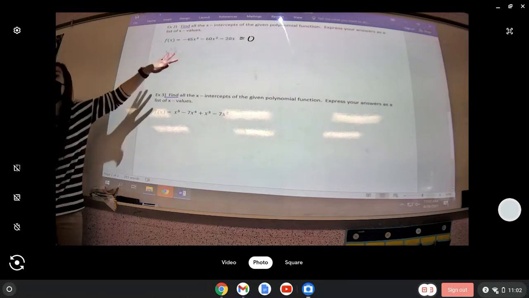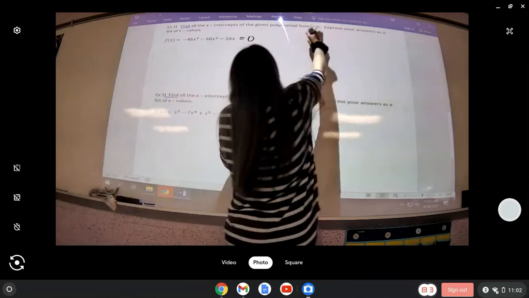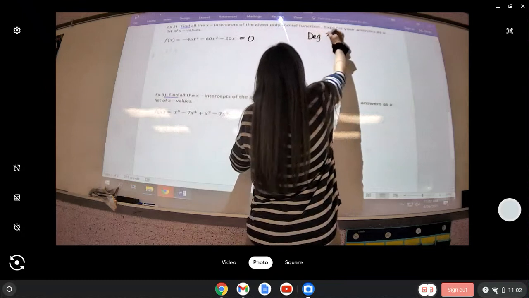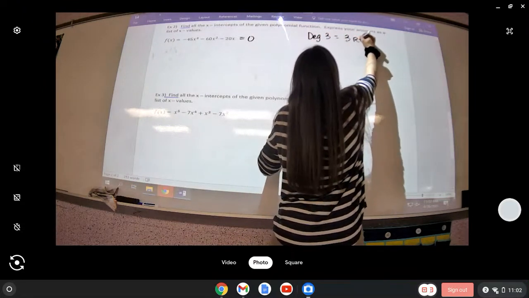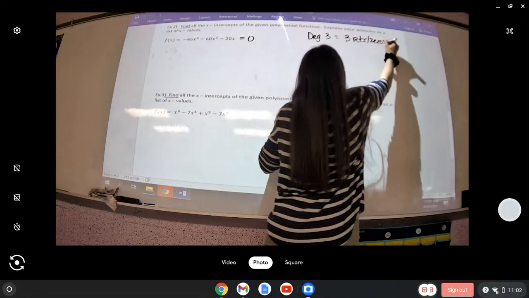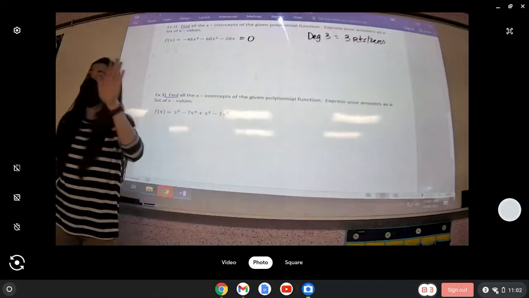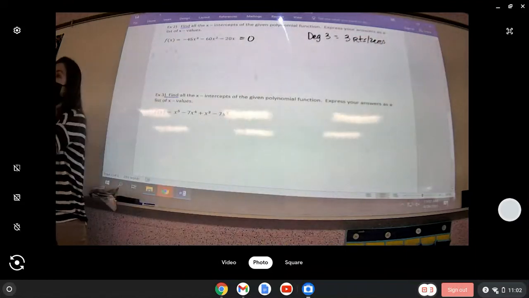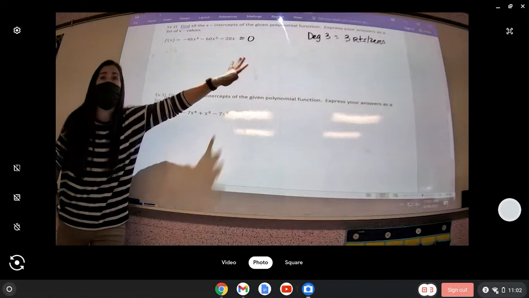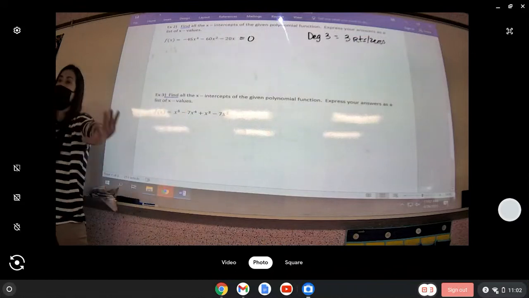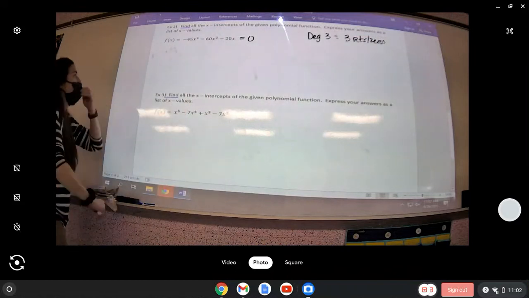All right, guys, this is a degree 3 polynomial. So a degree 3, at the end of the day, when we solve it, should have 3 roots, 3 zeros, 3 answers. But that doesn't mean that all 3 of them can be an x-intercept, because if any of those 3 answers are imaginary, they can't be an x-intercept.